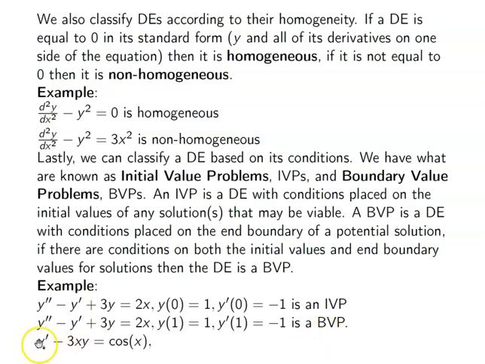Okay. Here, this is a first order linear. Okay. Highest degree is 1, non-homogeneous. Okay. I have an initial condition, and then at pi, right, especially since I have a cosine function here, at pi, I get out 1. This is a boundary condition. Okay. So since I have an initial condition and a boundary condition, it's a boundary value problem.